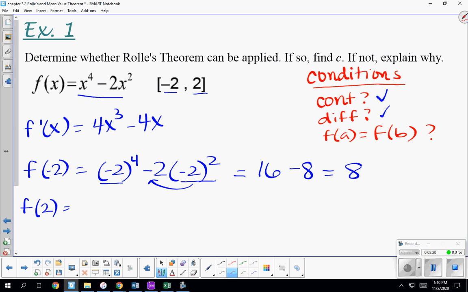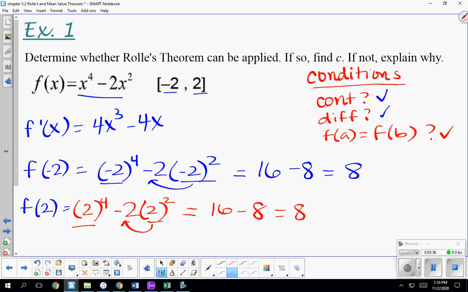If we were to look at the next ordered pair, we're going to plug in +2 this time. And here, again, we get 16. Here we have 4 times -2. And we also get 8. So these are equivalent, which means the slope between them will be 0. And that's what Rolle's theorem says. Rolle's theorem says the derivative has to be 0 at least once in this interval.